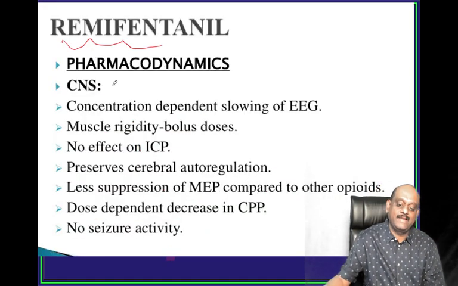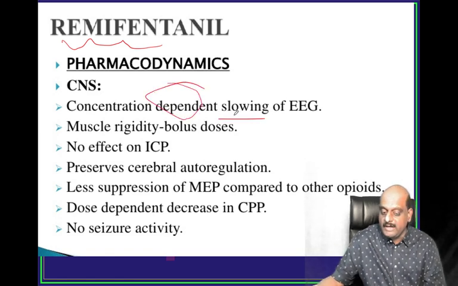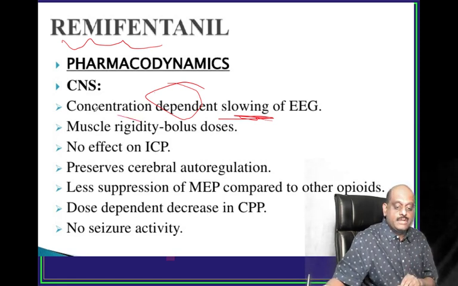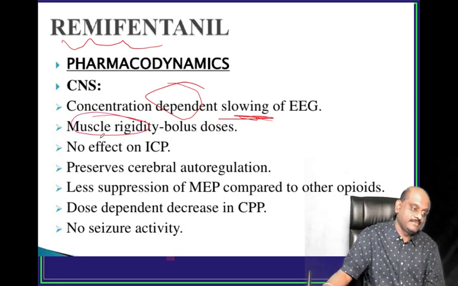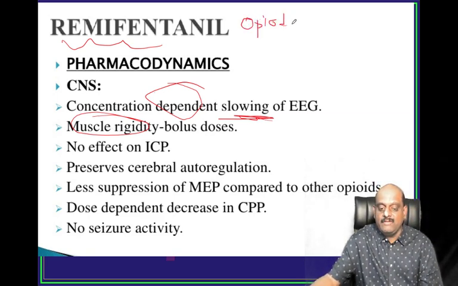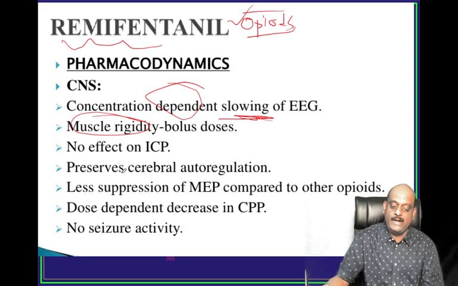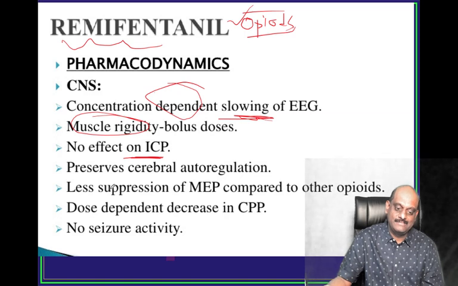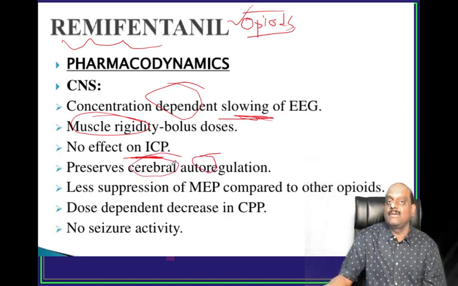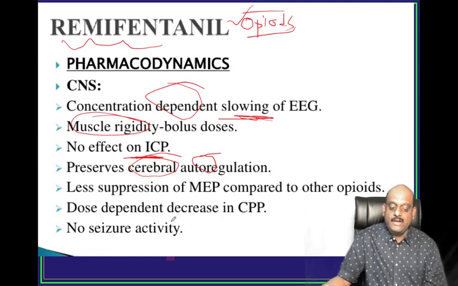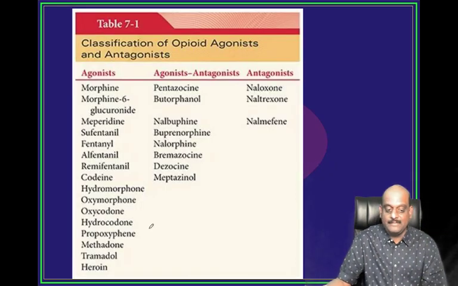Remifentanil leads to concentration-dependent slowing of EEG. At the bolus dose, it can lead to muscle rigidity. Muscle rigidity, especially with opioids, be careful. If patient is having a respiratory depression, you should not use opioid. But remifentanil has no effect on ICP. It preserves central autoregulation in the brain, and it leads to no seizure activity. There are some good things about remifentanil.